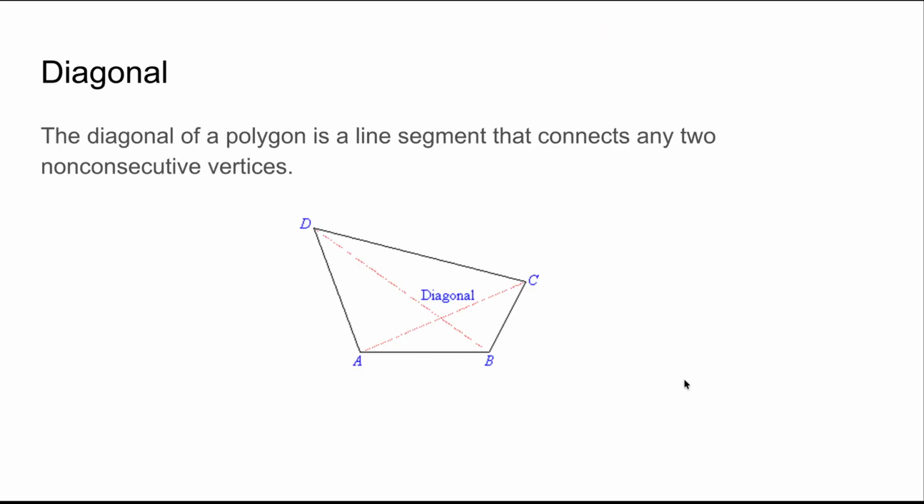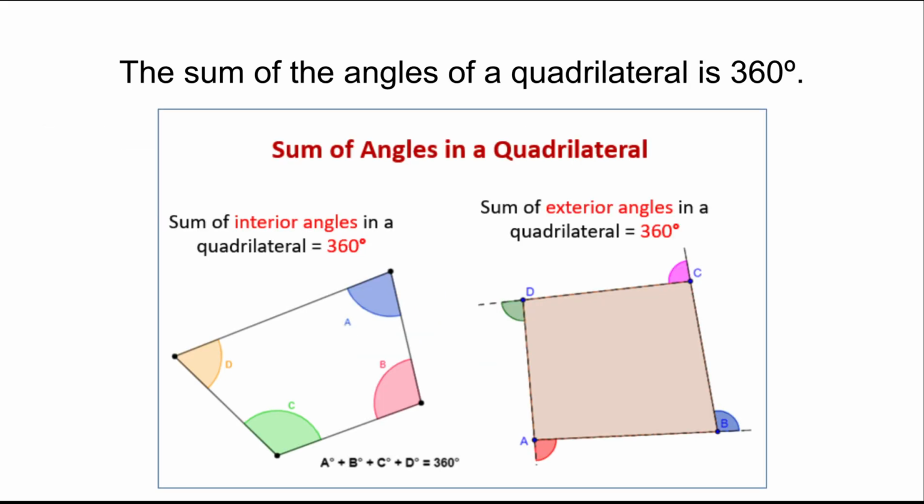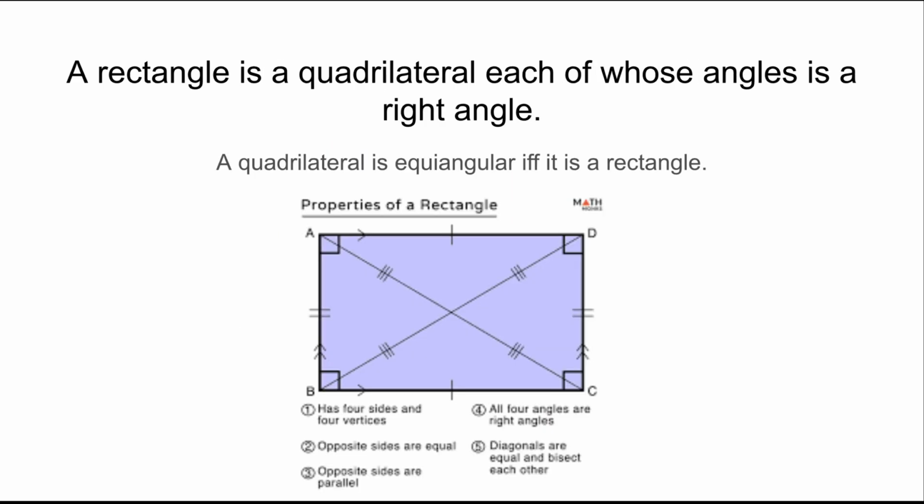Okay, let's keep going. So here's a picture of the diagonal, and it's connecting two opposite vertices. The sum of all of the angles inside a quadrilateral is 360. And it's an interesting fact, the exterior angles also add to 360. A rectangle is a quadrilateral, each of whose angles is a right angle. It has four vertices, four sides, right? It has diagonals that bisect each other, creating equal line segments.